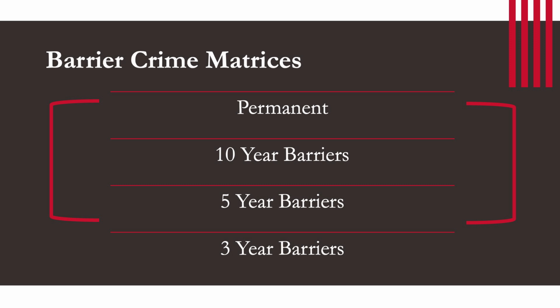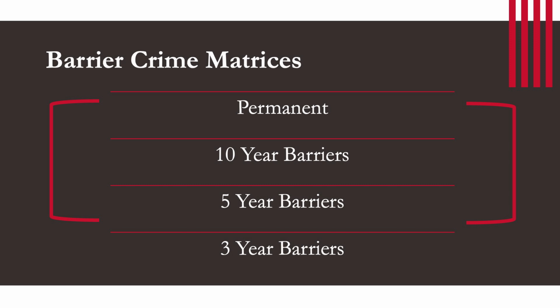Barrier crime matrices. A barrier crime matrix is the table that outlines specific criminal or civil offenses that can prevent or restrict an individual from certain types of employment or participation in specific programs, especially those involving vulnerable populations like children or the elderly. These matrices are based on state and federal regulations related to background checks and licensing requirements. In Alaska, each barrier crime is tagged with the following time restrictions.